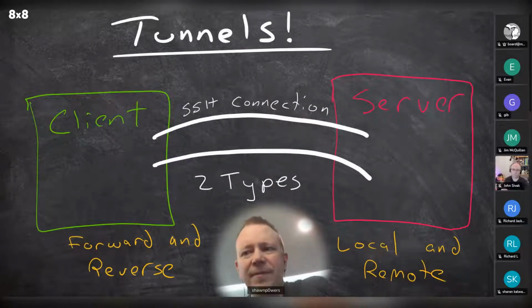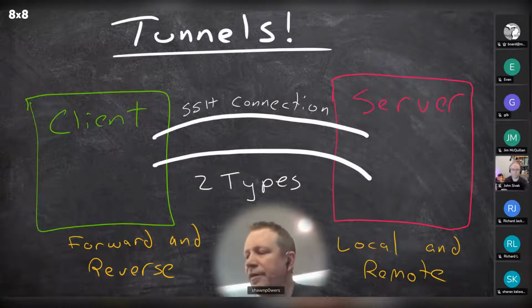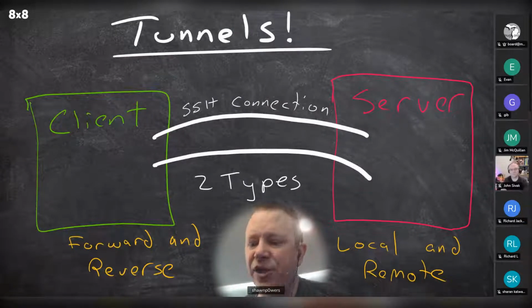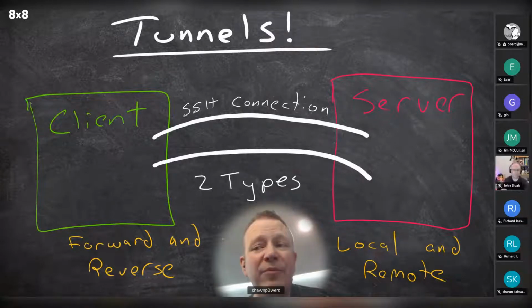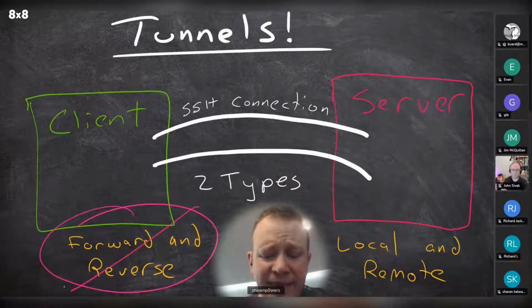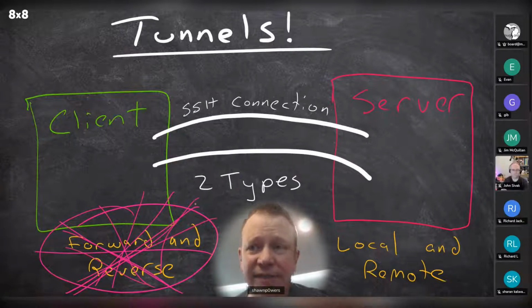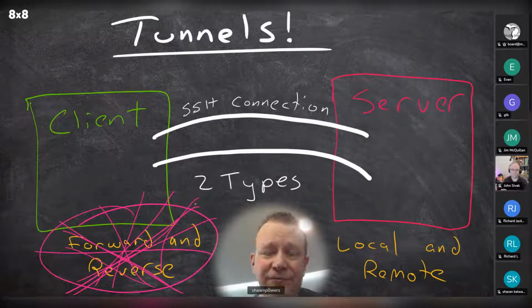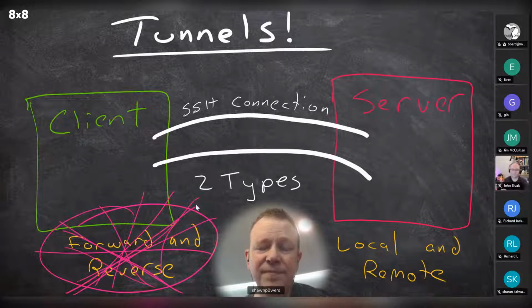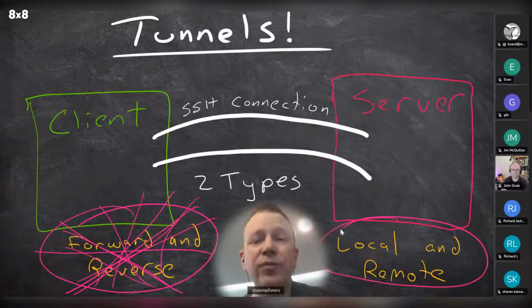I want to talk about tunnels, and there's two types of SSH tunnels. Now, they have multiple names, which annoys the crud out of me. You've probably heard of forward and reverse SSH tunnels, and I think that is just the worst name for SSH tunnels ever, because it is so unclear and makes a very confusing concept even more confusing. So I will always refer to them as local and remote tunnels.